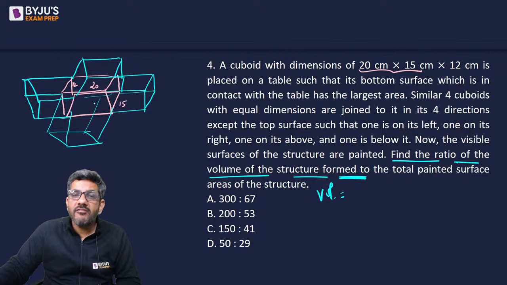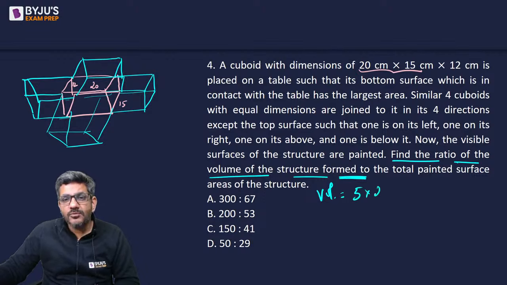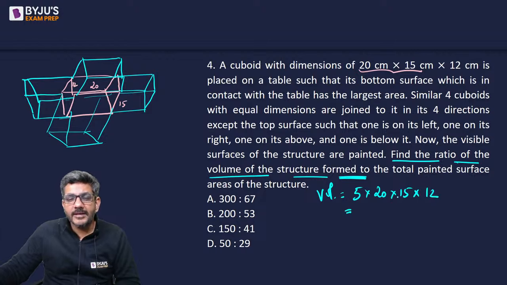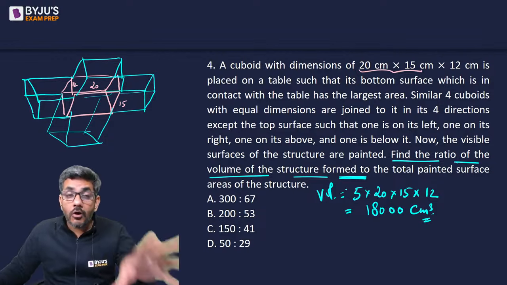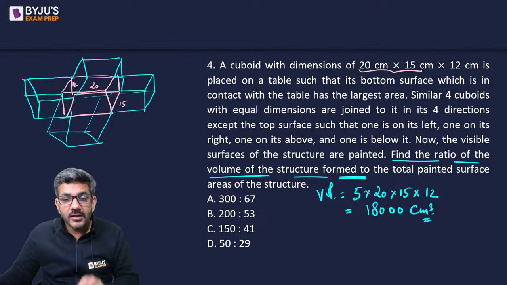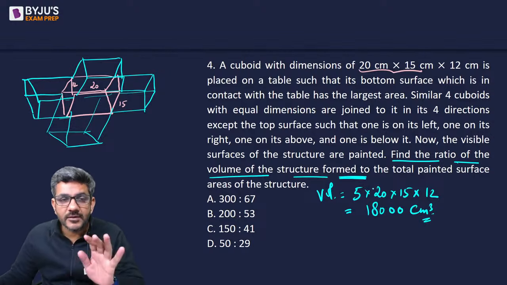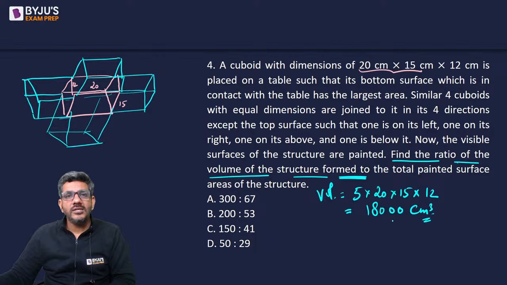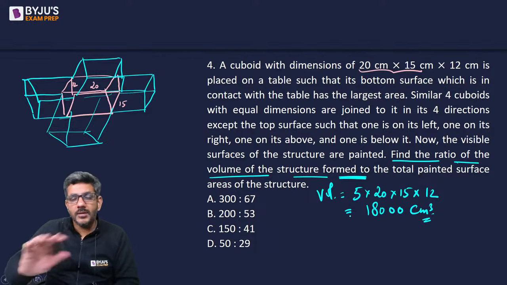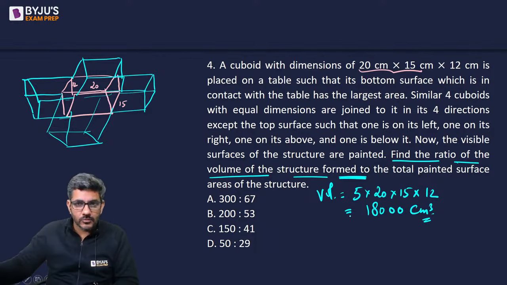Since there are 5 boxes and each box has a volume of 20 into 15 into 12. So the total volume is equal to 180 into 100. It is 18,000 centimeter cube. The total volume of all 5 cuboids is 18,000 centimeter cube. So I now have the total volume of all the cuboids.